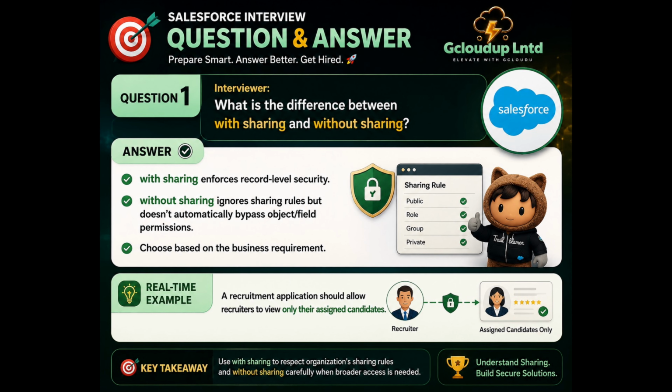Real-world example: suppose you are building a recruitment application, in that recruitment application a user should only see candidates assigned to them. In this case, using with sharing ensures proper security.